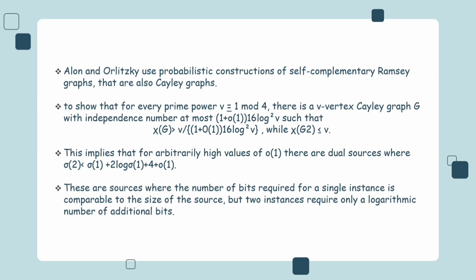These are sources where the number of bits required for a single instance is comparable to the size of the source, but two instances require only a logarithmic number of additional bits.